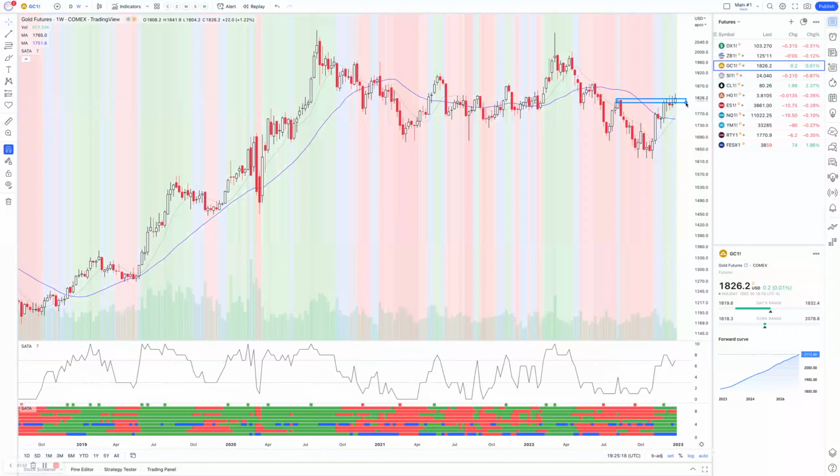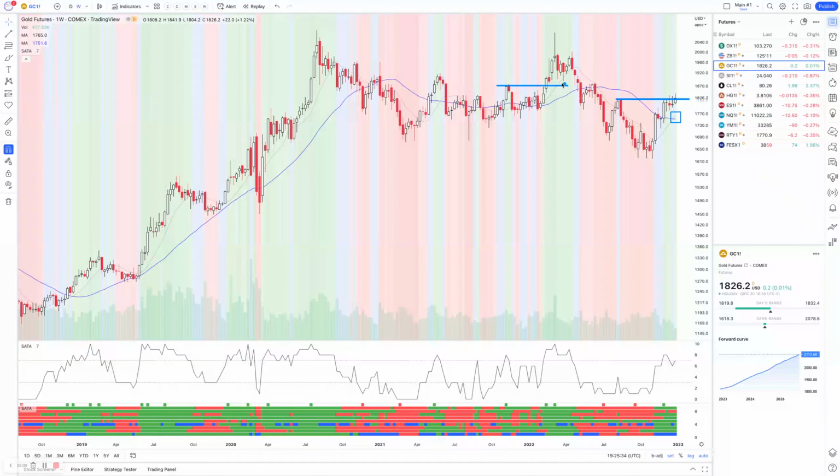Gold is still testing the stage 2 breakout level at the moment. It's tested it for 4 or 5 weeks now. The 10-week moving average has moved back above the 30-week moving average. Our SATA score is on a 7 at the moment, so it is technically healthy at the moment.